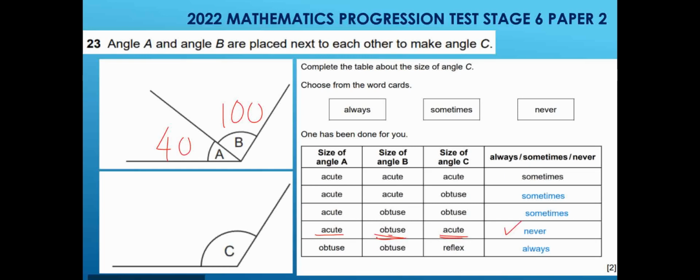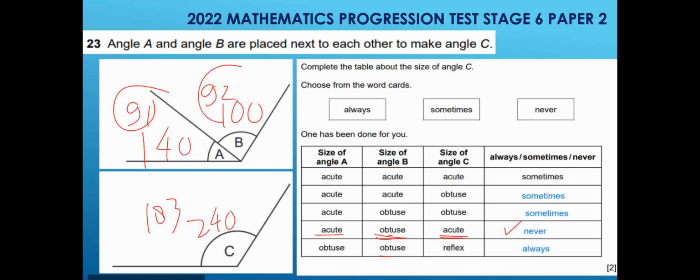Obtuse, obtuse, reflex. So obtuse, let's say 140 and 100, so 240, so it will be always reflex or greater than 180. Even if we take 91 and 92, it will still be 183, and it will still be reflex, so always. That will be the answer.